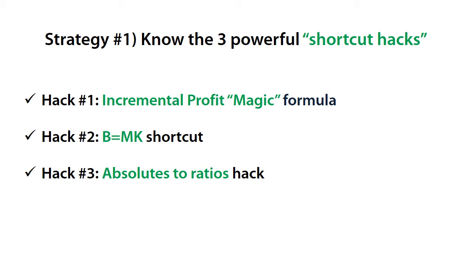The first hack is what I call the incremental profit magic formula. And this shortcut can be used whenever you're dealing with a change in mix, and you need to calculate the incremental impact from a change. So for example, if the mix today is A, and the mix in the future will be B, they want you to calculate B minus A. So whenever you find yourself in a situation like this, you can use this hack, which is the fact that incremental profit equals incremental revenue times incremental margin.